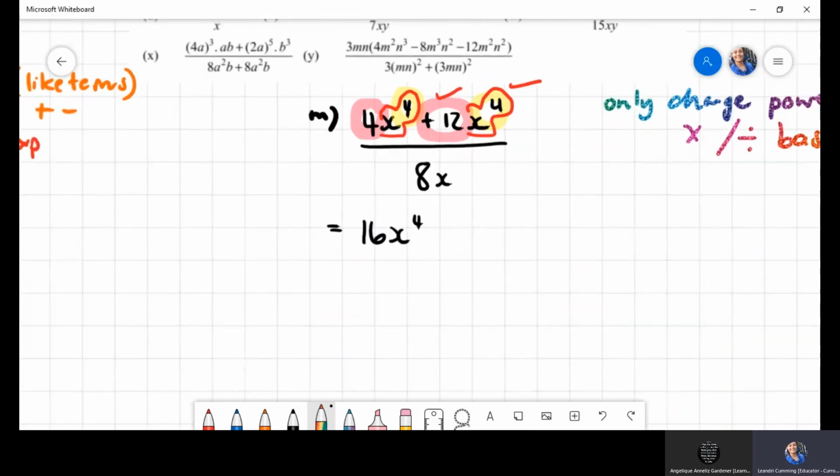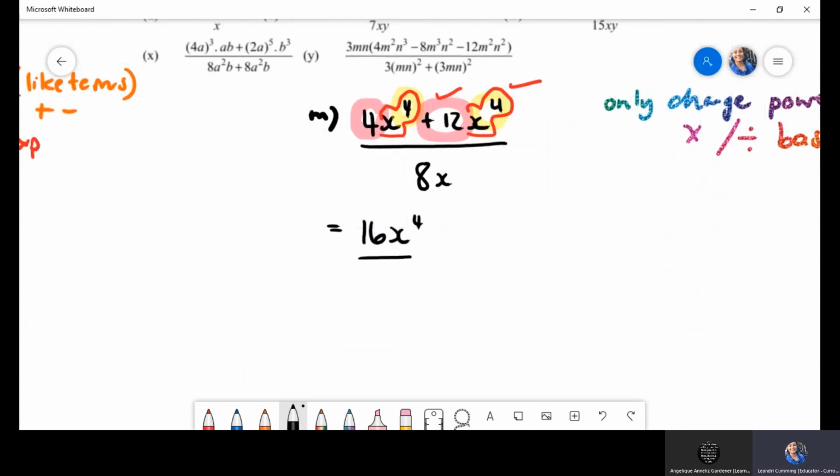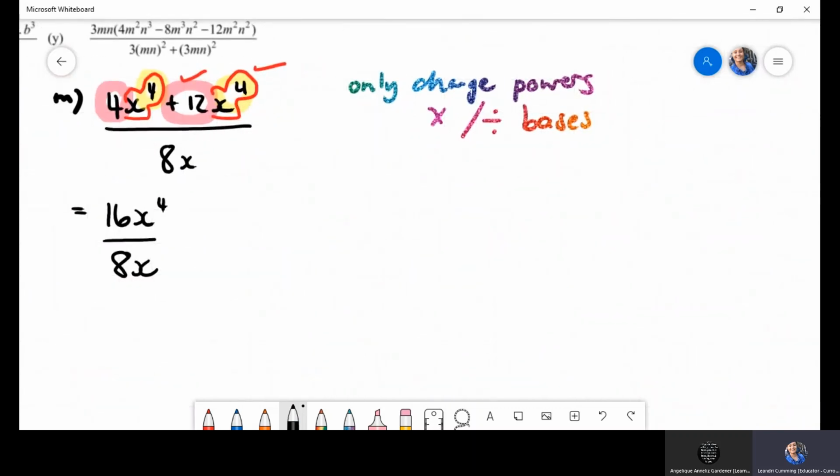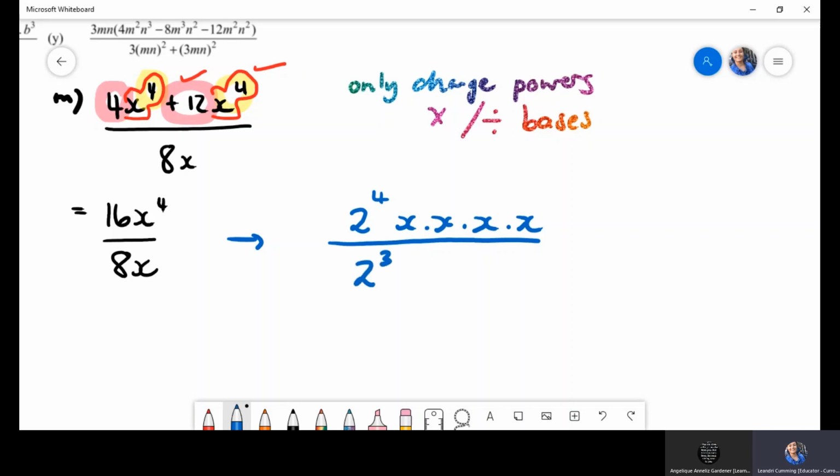We are only dividing now in our next step, and this is when the power will change, because what I have here, I'm going to expand in a way that breaks it up slightly further. So I actually have 2 to the power of 4, that's the 16, and then I have x times x times x times x. I could have done it for the 2 as well, but I'm focusing on the variable. And then I have 2 to the power of 3, which is actually 8, and an x.